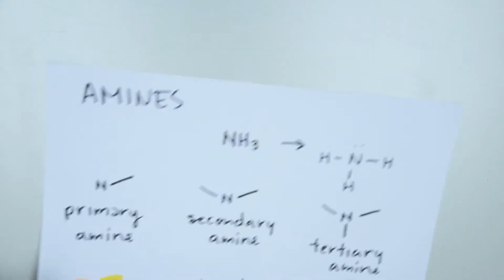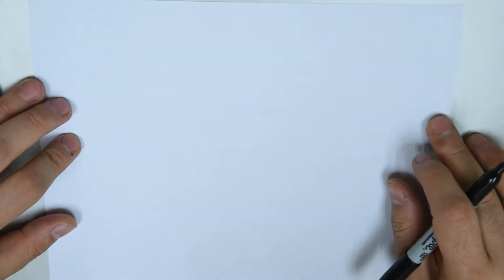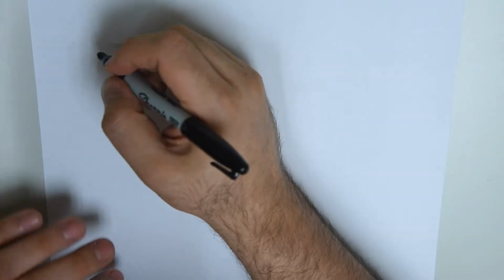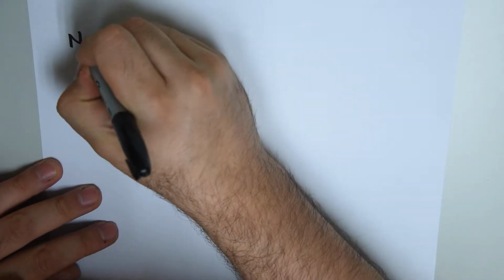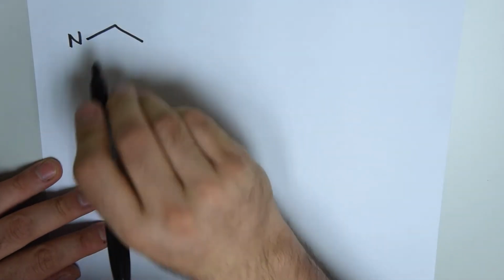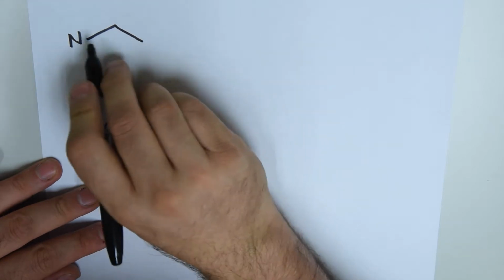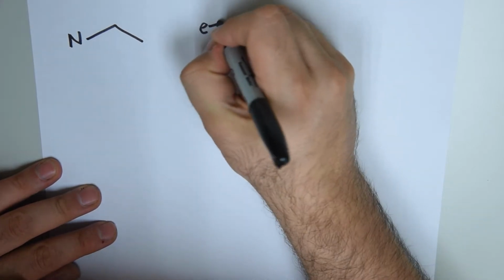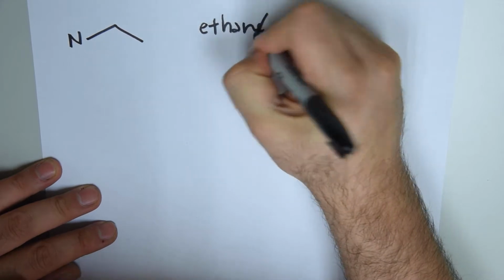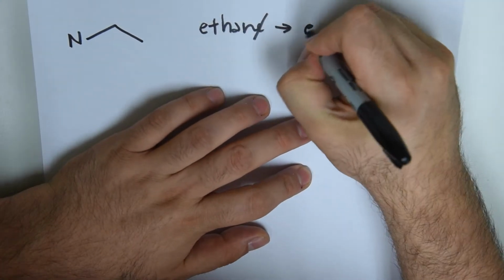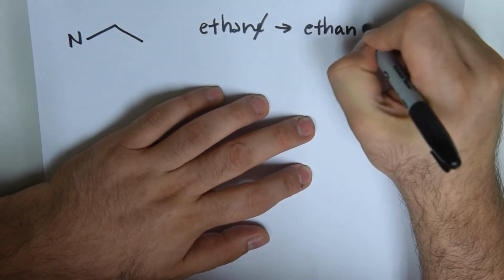When we have more complex examples, we're going to start having numbers and locants to identify the type of amine that is present. So in this case, we have the amino group with 2 carbons. So then this is what? Ethane is my basic chain. I take away the E and this becomes ethanamine.